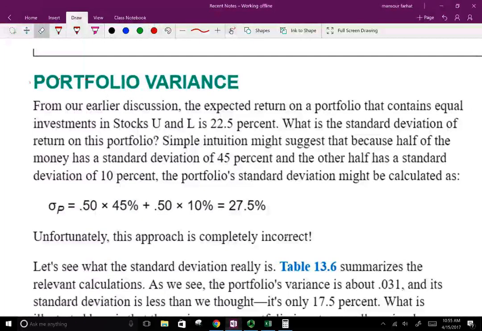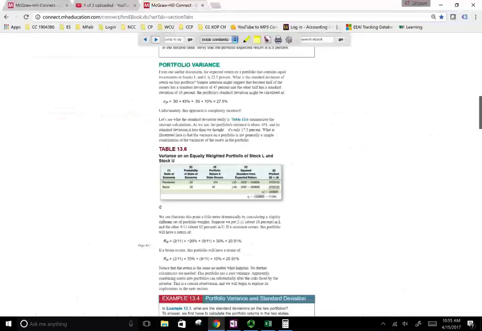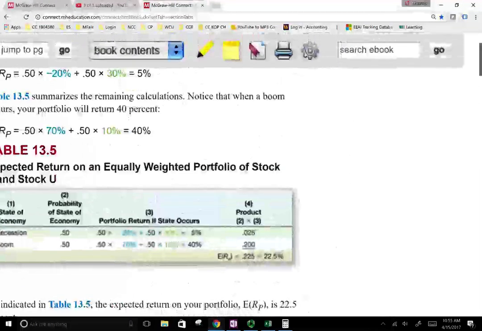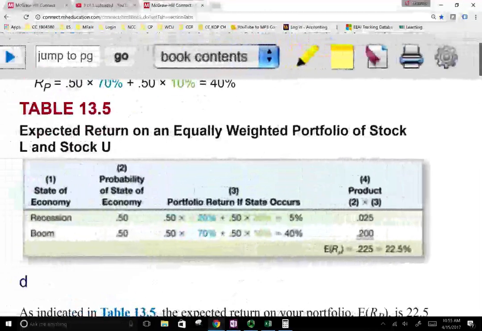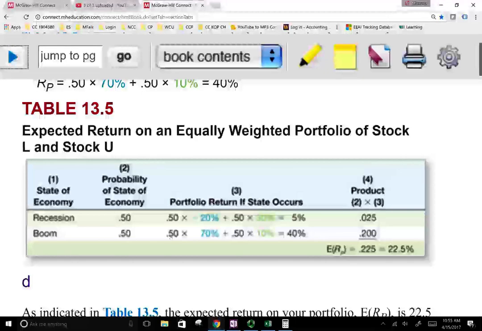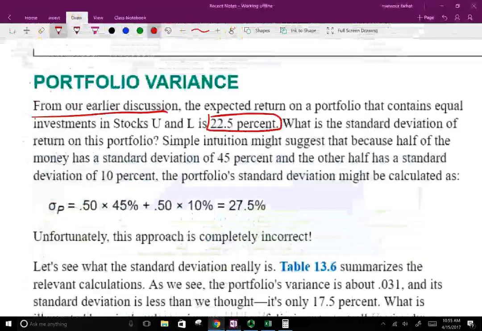Rather than computing individual stocks, we're going to look at the portfolio variance overall. From our earlier discussion, the expected return on a portfolio that contains equal investment of stock L and U is 22.5, and we did this calculation in a prior session. We calculated the expected return on a portfolio equally weighted in stock L and U, with a 50% chance of recession and 50% chance of boom, and we found that the expected return is 22.5. So we already computed this.